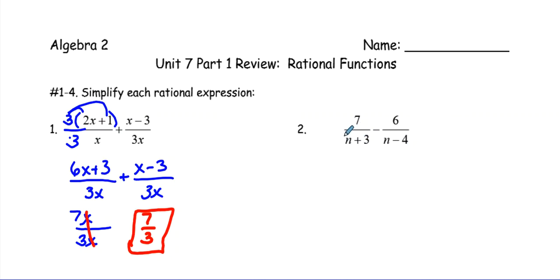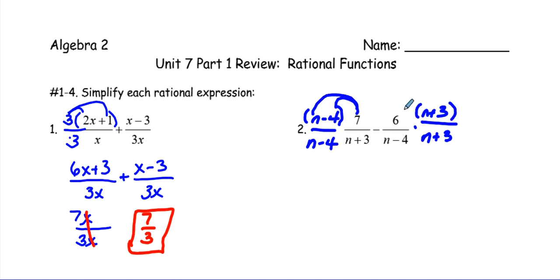So in order to get a common denominator, the first one is missing the n minus 4. So I'm going to multiply the first fraction by n minus 4 over n minus 4. And the second fraction is missing n plus 3. So I'm going to multiply this one times n plus 3 over n plus 3. Now I'm going to distribute on my numerators 7 times each of these and 6 times each of these. And I'm going to leave my denominator factored in case something cancels out.